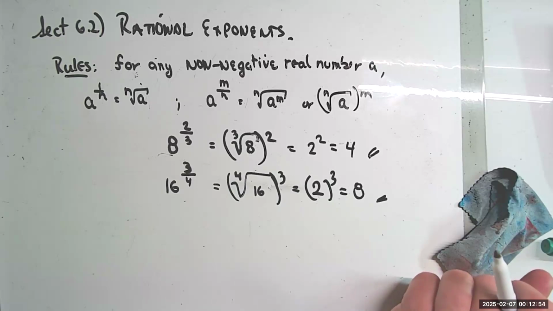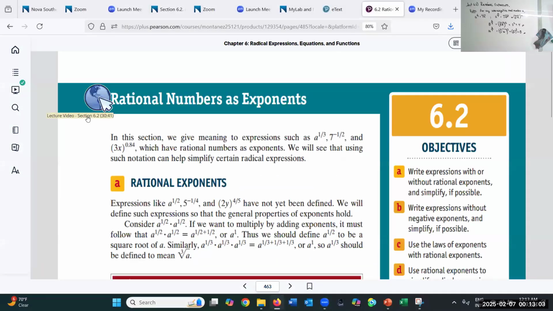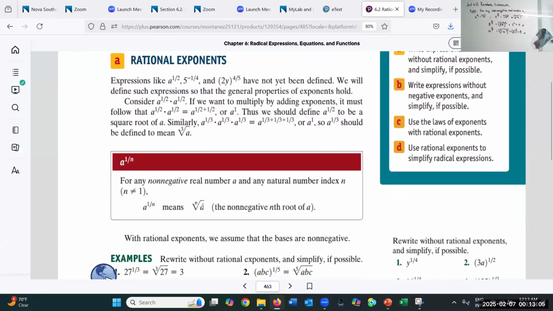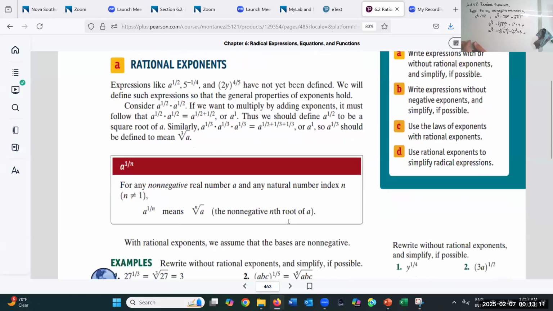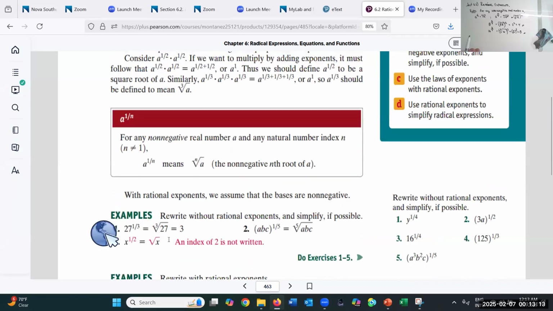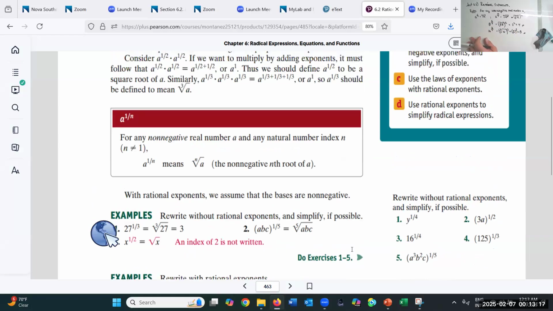Let me check this. Section 6.2, rational exponents. So this is the first rule, a to the 1/n. And we have here several examples, of course. I'll cover this very soon.